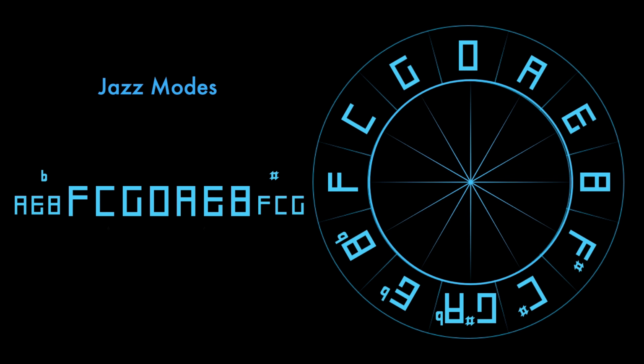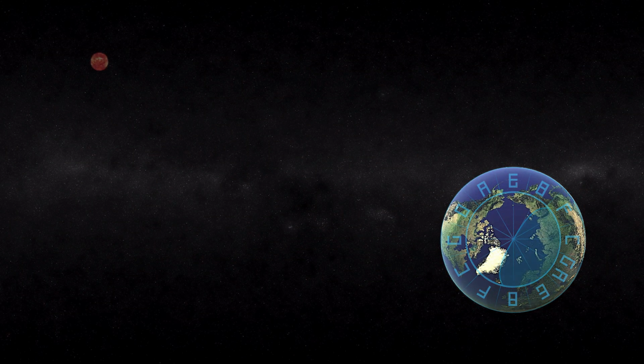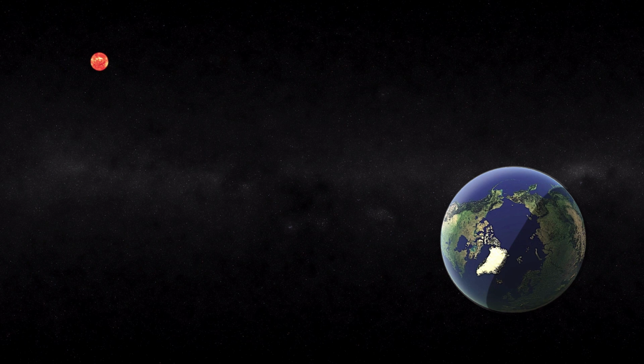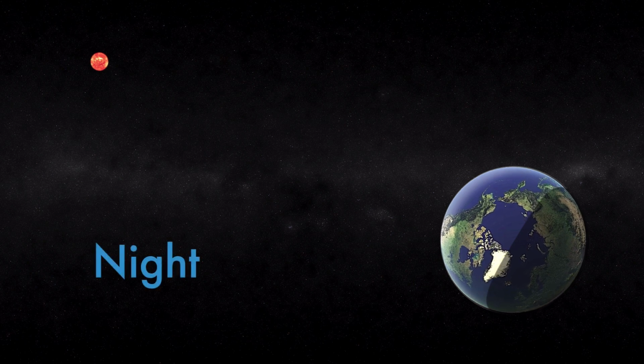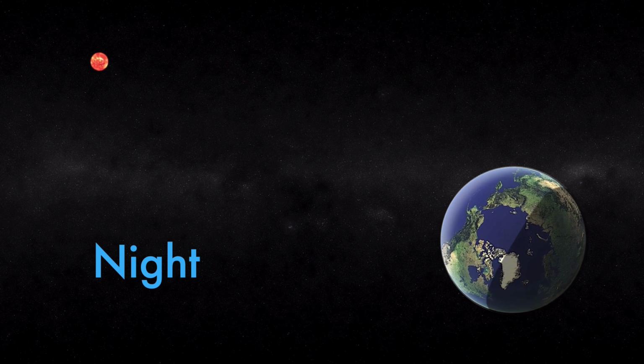Jazz modes consist of 7 consecutive tones in the series of fifths. When we mark these 7 tones in the circle, we have a semicircle nightline. Imagine you are looking at the Earth from space, taking the North Pole as the center. The position of the Earth, according to the Sun, gives us an illumination circle which divides the Earth into night and day.